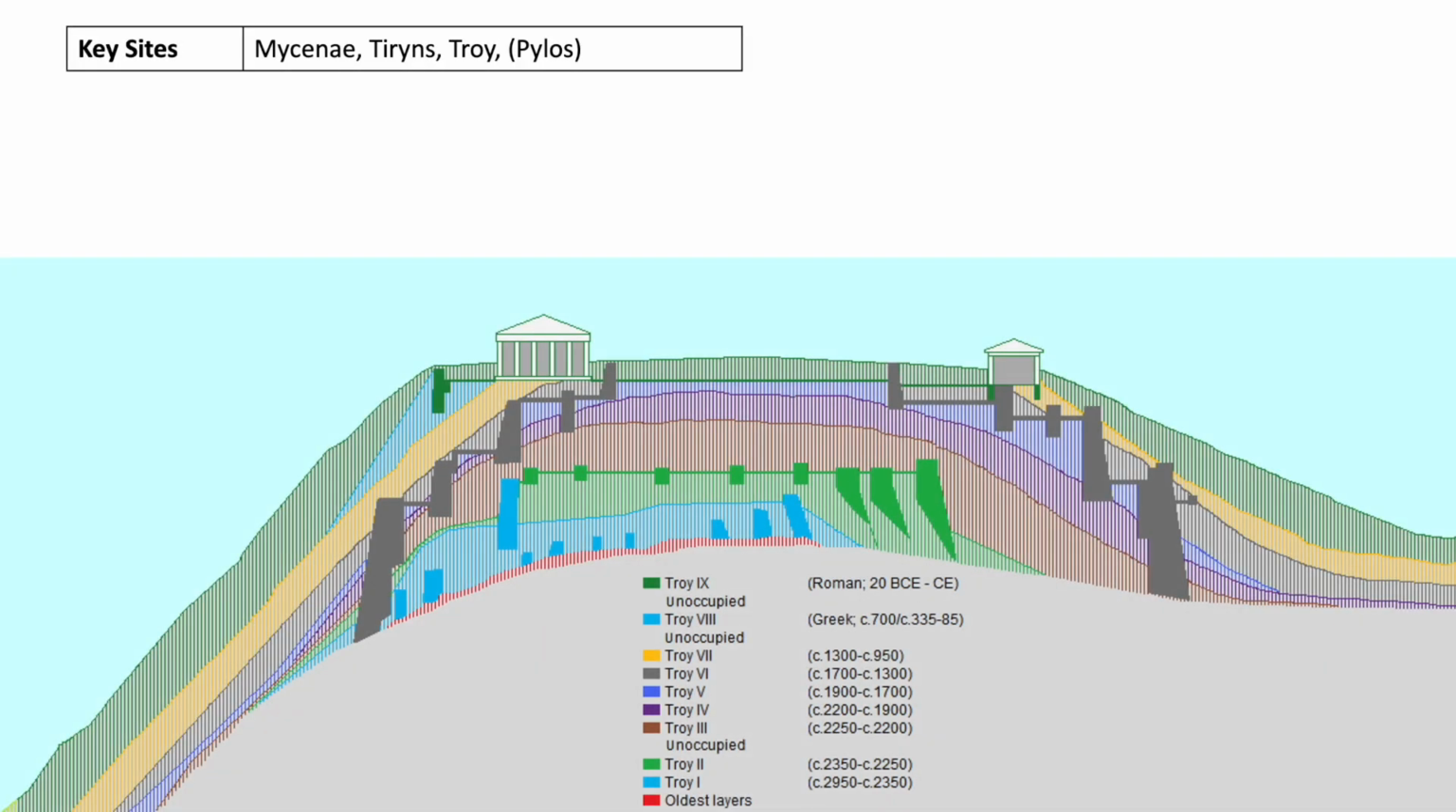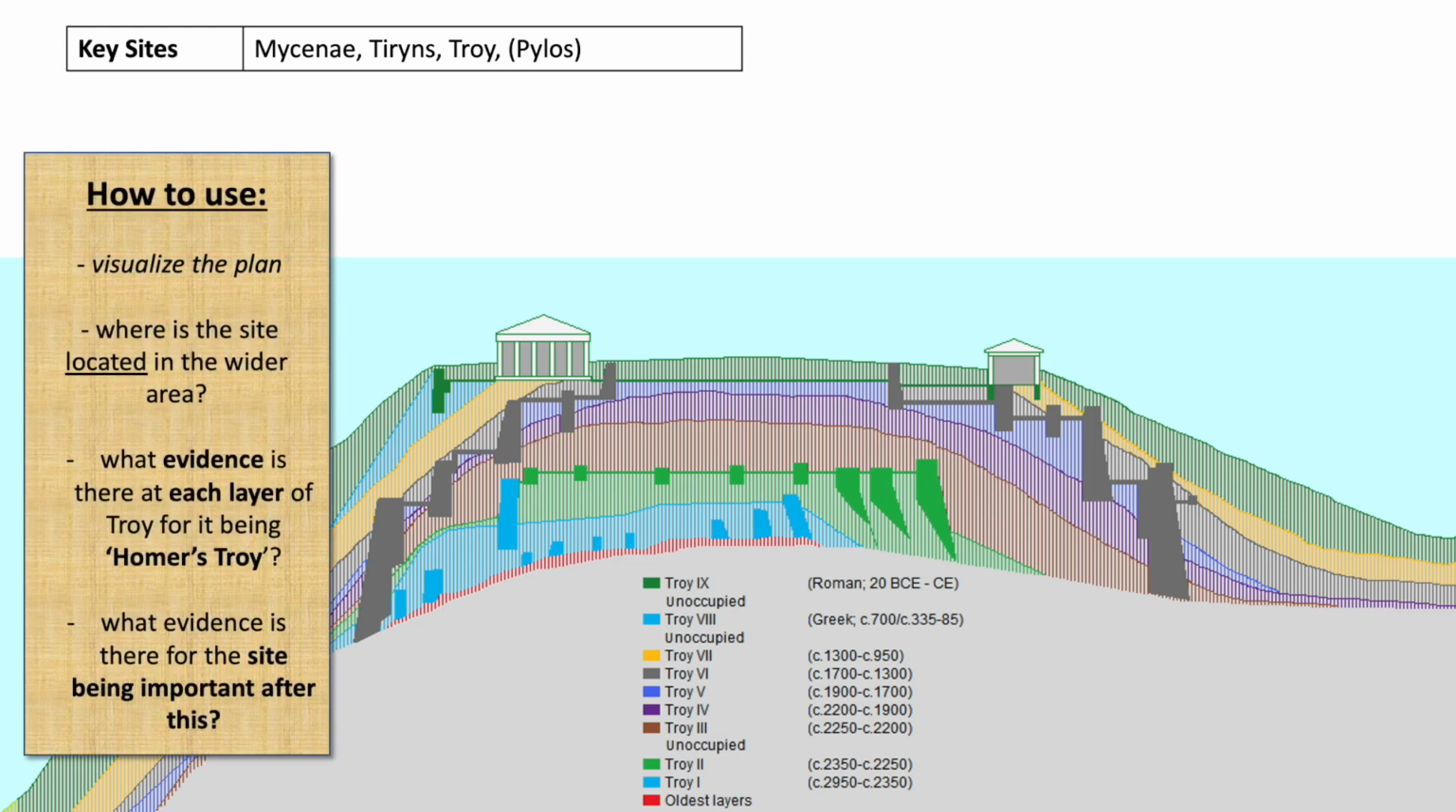If we think about the site of Troy, really you should try and envision the layers of Troy, because that's really what the focus is here. So again, visualize the plan. Think about where the site is located in the wider area. Don't forget how Schliemann apparently found it by using the Iliad like a treasure map, looking for the Xanthus and Simois rivers and how far it might have been from the existing coastline of the time.